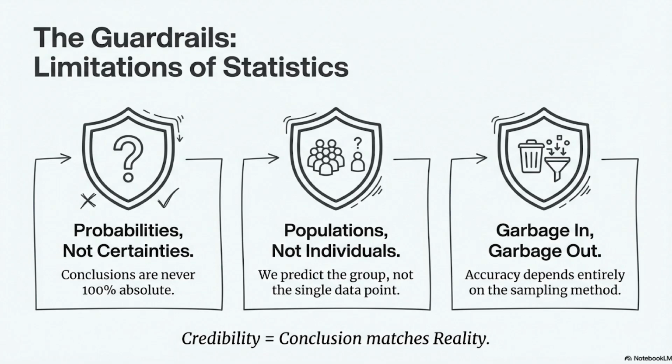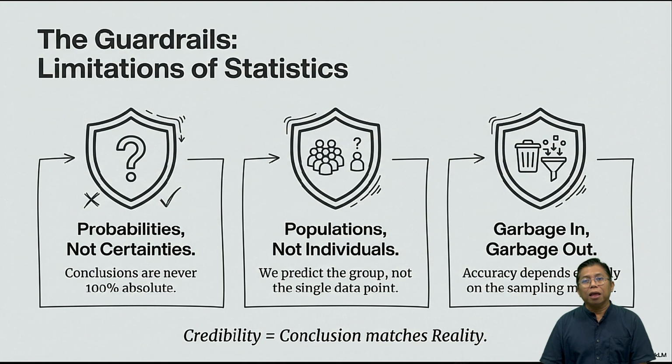Statistics is powerful, but it has guardrails. It gives us probabilities, not 100% absolute certainty. It predicts what a group or population will do, not what a single individual point will do. And finally, garbage in, garbage out. Your conclusion is only as credible as your sampling method and your data quality.